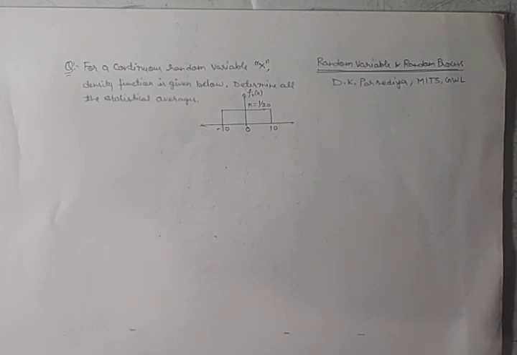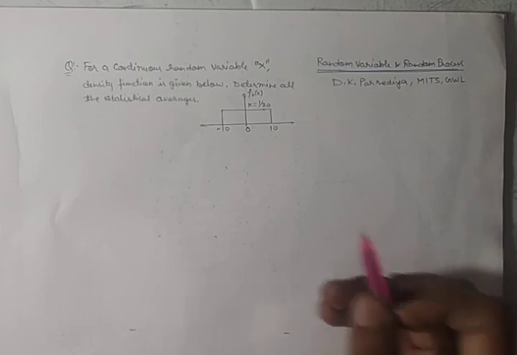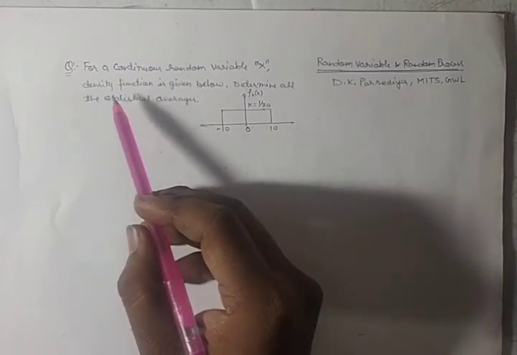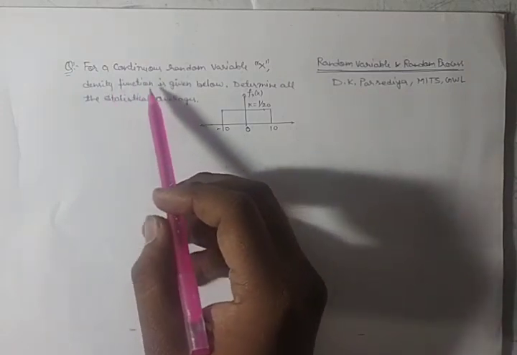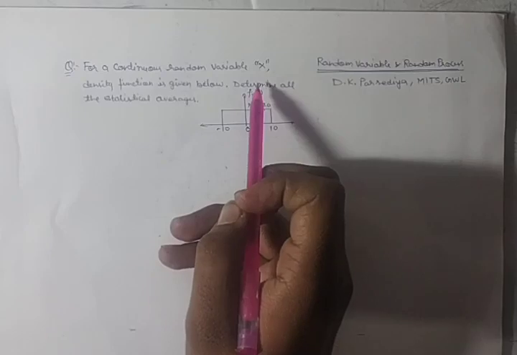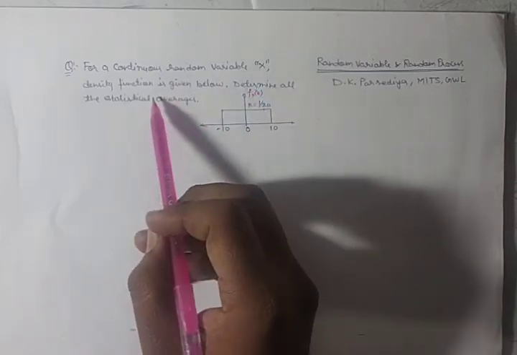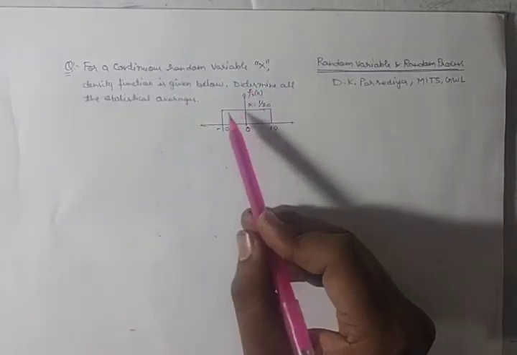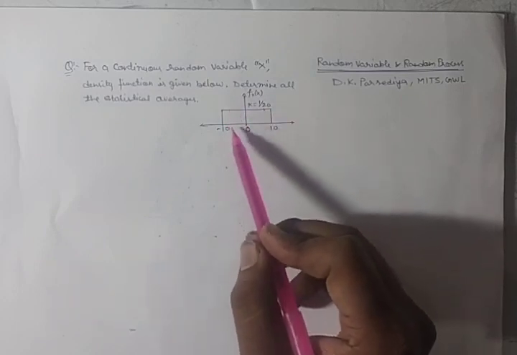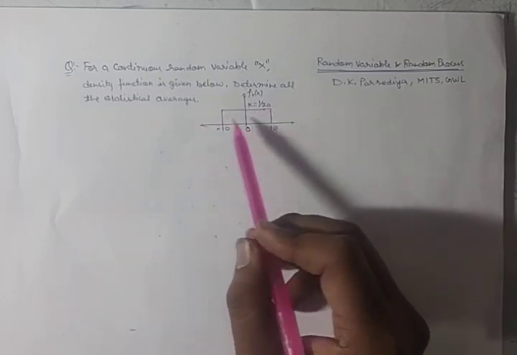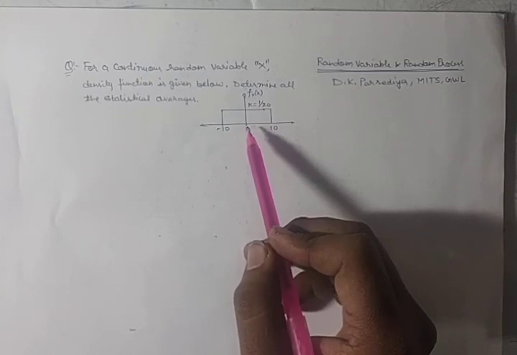In previous lectures we have seen the uniform distribution function and the exponential distribution function. So let us take some numerical problems of these distribution functions one by one. Our first numerical problem is: for a continuous random variable capital X, the density function is given by this figure. We have to determine the statistical averages for this density function.